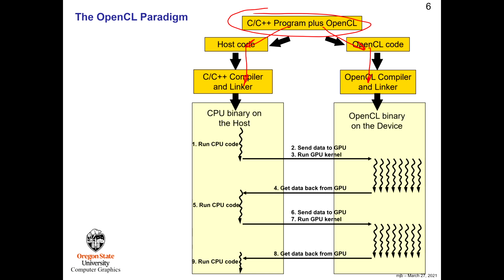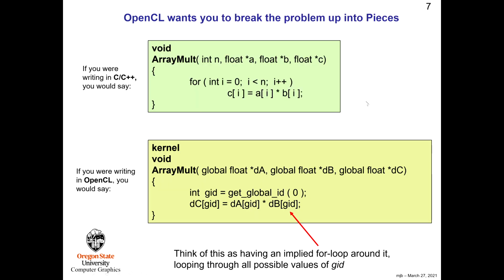The paradigm, once you've got the binary, is you run the CPU code, it whips across and runs GPU code, maybe brings some data back. You run some more C code, you send some things over here, and so on. Basically, you whip back and forth, and like we saw in CUDA, you're using the GPU as a coprocessor. Like CUDA, OpenCL wants you to break the problem up into pieces. If this is what you were doing in C or C++, you've got a for loop. Here's how you would rewrite that in OpenCL, and you notice a startling similarity to CUDA.